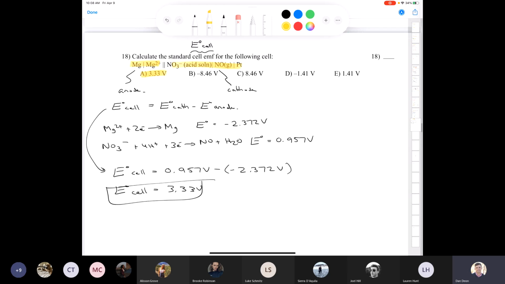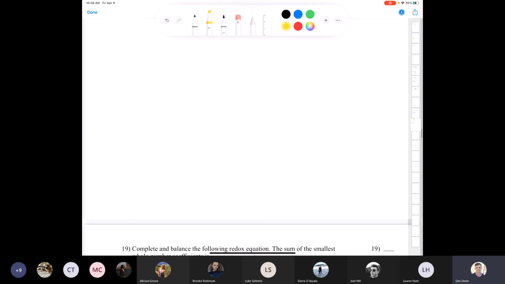So it's just a matter of figuring out which side is the anode, which side is the cathode, applying this formula, and being able to look up standard reduction potentials in the table. And again, I will provide you with a table of standard reduction potentials.